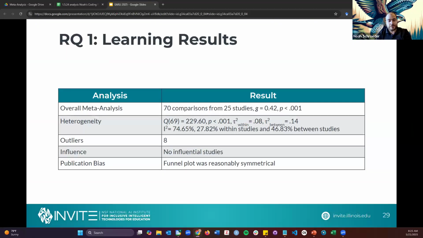First and foremost, learning results. This is the one that most people tend to care about the most. We had 70 comparisons from 25 studies, and the overall effect size was 0.42. This is pretty consistent with other meta-analyses in the field.